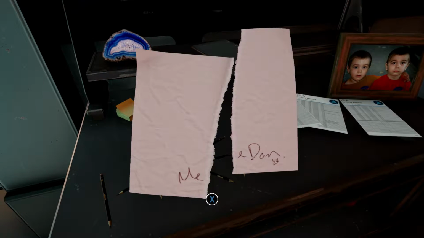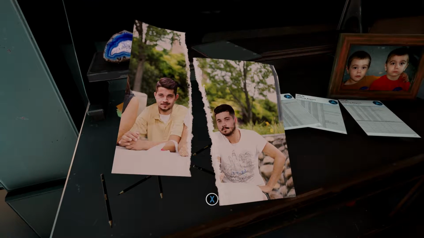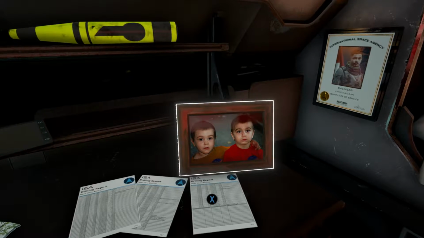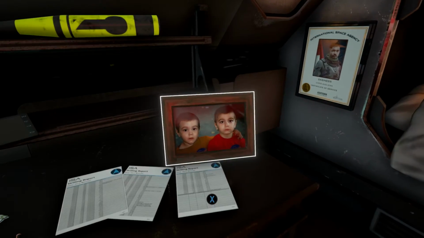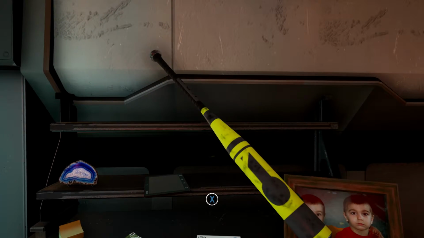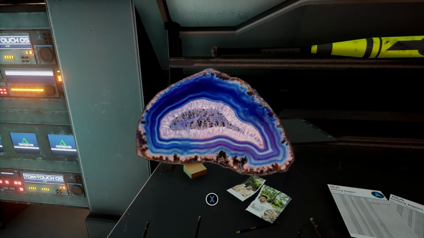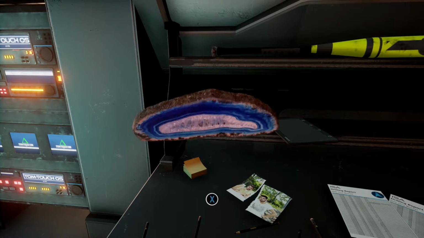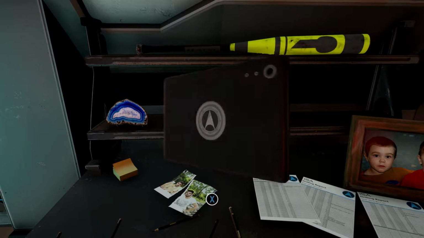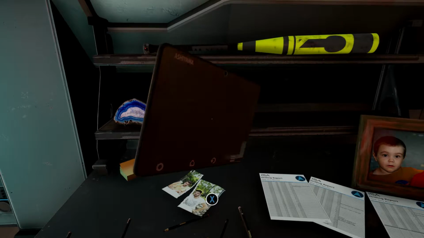So, is he like me and Dan? So are Chris and Dan twins? Is that his kids, or are those him and his brother as young adults? Ooh, what is this? Some sort of stalactite? Interesting. No, I wanted to turn it on. Can I not? Let me pocket.